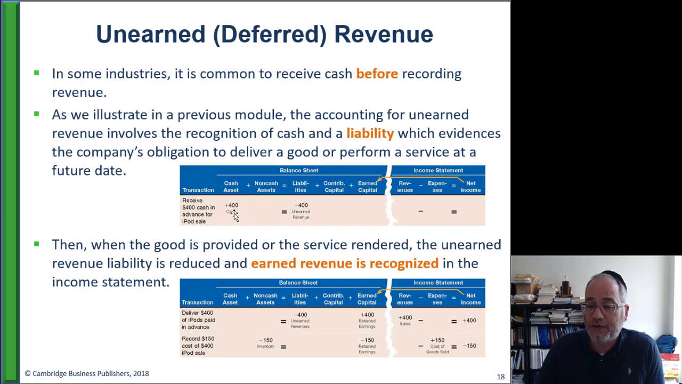So your cash would increase by $400, but then your liability would also increase by $400. Then when you deliver the good to the customer, i.e. you satisfy your performance obligation, your liability would go down by $400 and revenue would go up by $400. Furthermore, at the same time, you're going to record cost of goods sold. So you would credit inventory for $150, inventory would go down, and cost of goods sold would increase by $150. So on your income statement, you'll have $400 in revenue minus $150 in cost of goods sold.